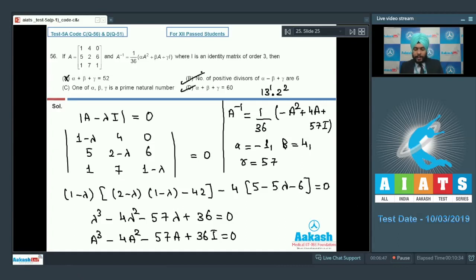One of alpha, beta, gamma is a prime natural number. First of all, 57 is not prime, 4 is not prime, minus 1 is not natural. So it is wrong. Answer is again BD.